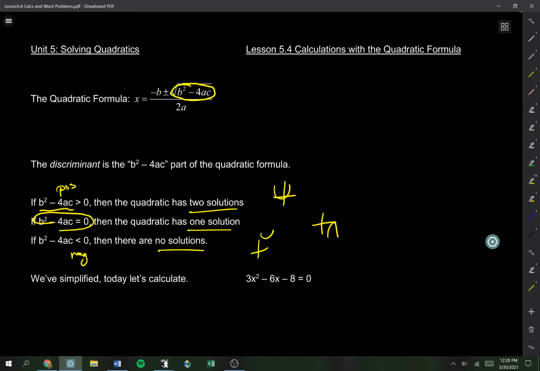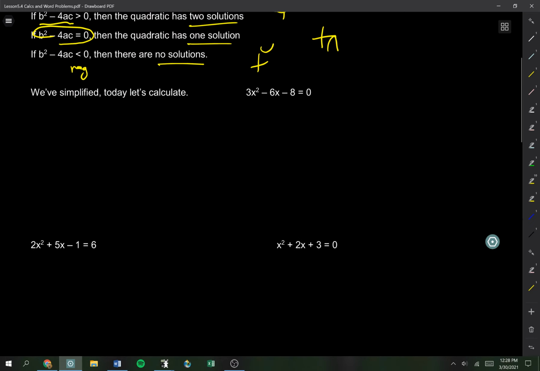So far, all we've done with the quadratic formula is simplify. Today, we're going to actually calculate. So grab a calculator and follow along, please.